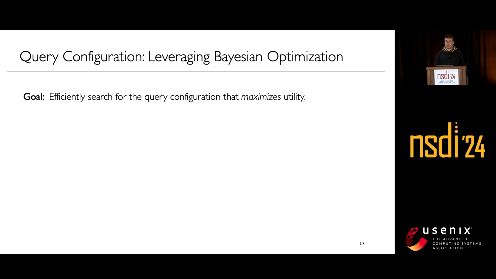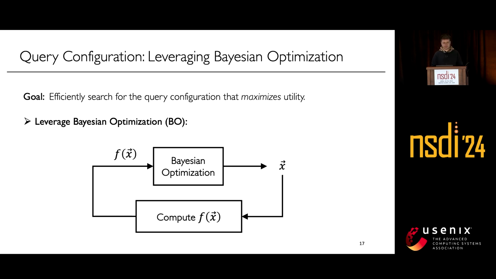Following this logic, the goal of our query configuration process is then to efficiently search for the query configuration that can maximize our utility. In Vulcan, we leverage Bayesian optimization to perform this task. At a high level, given an objective function, Bayesian optimization is good at picking the next promising input that can maximize our objective function based on a continual observation of its output.